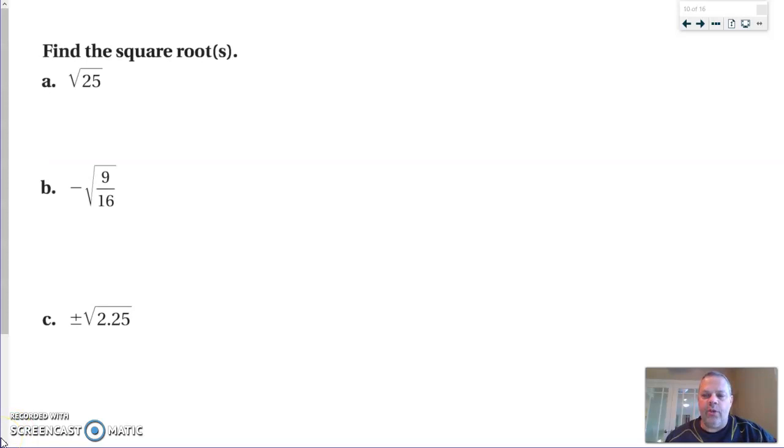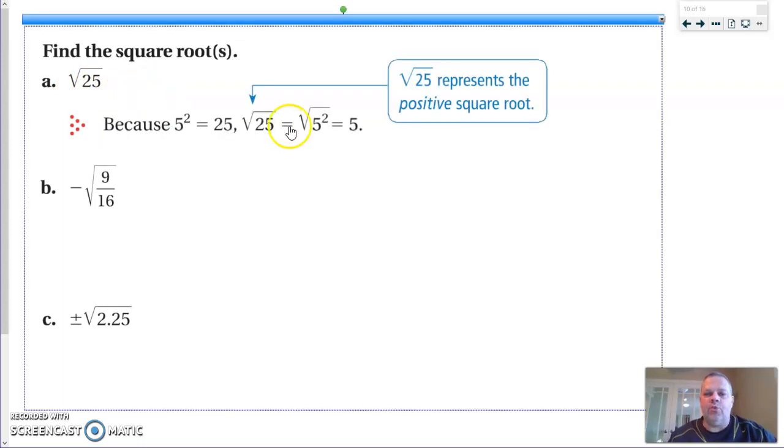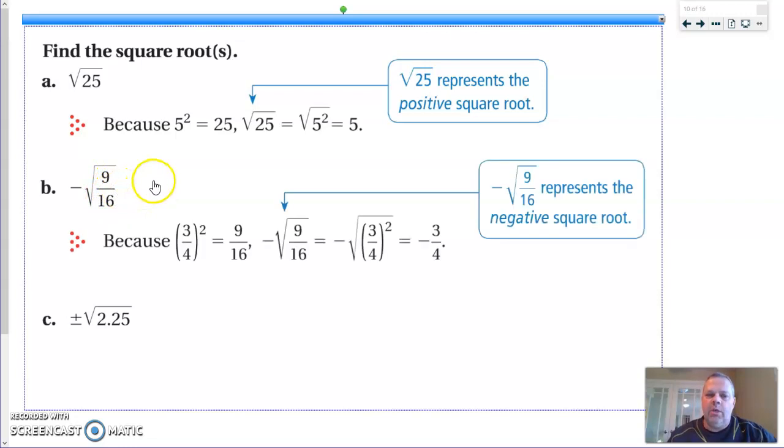You will notice 3 different kinds of problems on this page. In our first one, we just have the square root of 25. Since there is nothing like this, we will assume that this one is positive. So since we're looking for the square root of 25, 5 times 5 is 25, so our answer is 5. In this one, you will see the negative outside of the square root sign. Because this is the case, we will take the square root of this. We will get -3/4. It's negative because there is a negative out front.